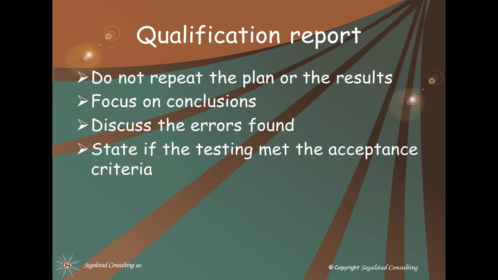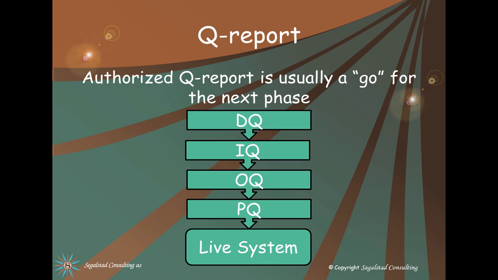The qualification report. There are some requirements for that. Do not repeat the plan. Do not repeat the results. Focus on the conclusions. Discuss the errors that have been found and state if the testing has met the acceptance criteria. Keep it short.